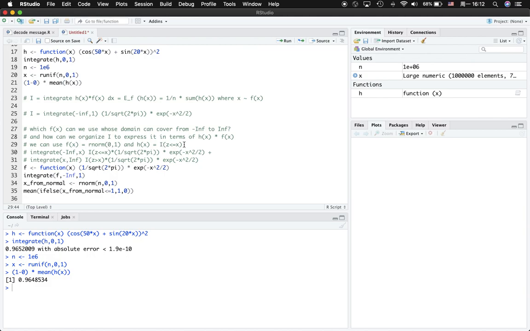This function means that if a number z is less than or equal to x, it is equal to 1. If it is greater than x, then we assign the value 0. So now we can rewrite our original integral into this form. So integrate from negative infinity up to x, and then the indicator function. So this is our h of x, multiplied by f of x, which is our target integral.